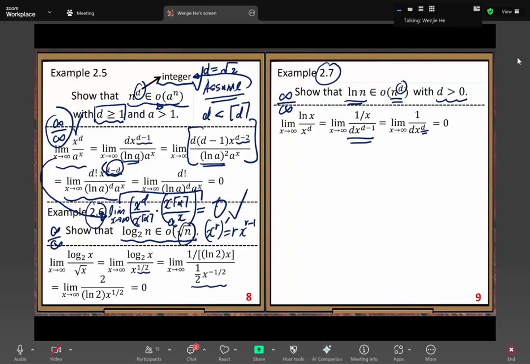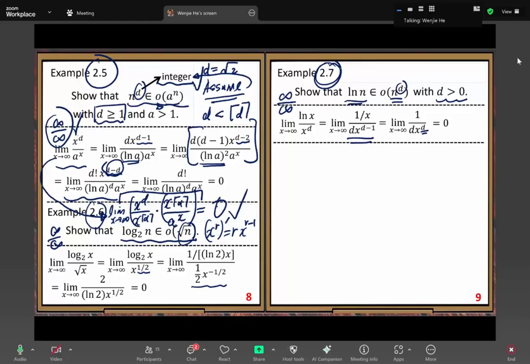Next, I want to make some comments related to our homework assignment. In our homework assignment, we have a few questions related to these two examples, 2.5 and 2.7. You can apply the results of these two examples directly.